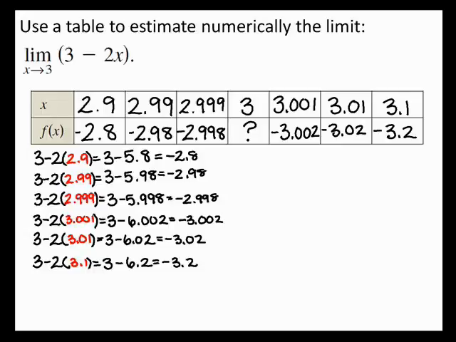You find as x gets closer to 3, f of x gets closer to negative 3. So you find that the limit of 3 minus 2x as x approaches 3 is negative 3.